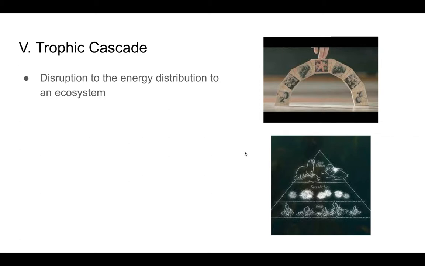So a trophic cascade is something that happens when there is a very large disruption to the energy distribution in an ecosystem. Usually it involves a loss of a keystone species. Now, a keystone species, we saw in our video, is really named from an architecture concept, which is as you build an arch, you build up two sides of an arch and then you lean those two sides together onto a keystone. And so this keystone really holds the arch together. And if you remove that keystone, the arch will collapse.